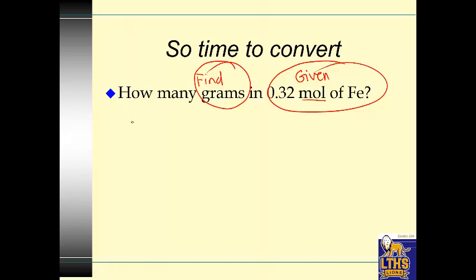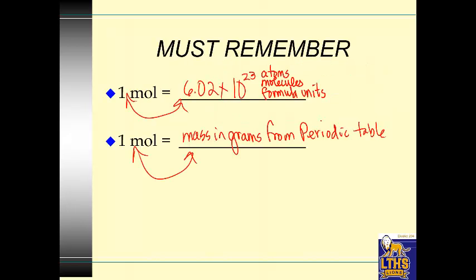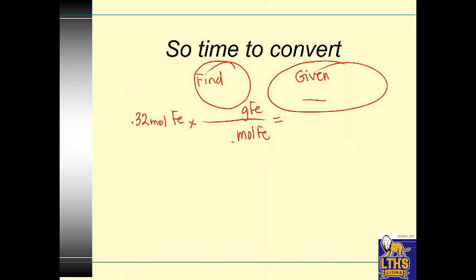All right, so now we start with the given 0.32 moles of Fe. We want to change it into grams. So conversion factor time, you put moles of Fe on the bottom, grams of Fe on the top. Now it's moles and grams, and on the last slide we found out that 1 mole equals a mass in grams from the periodic table. So we have to put 1 mole, and we go to the periodic table and find out the mass in grams of iron is 55.85. Moles are going to cancel.